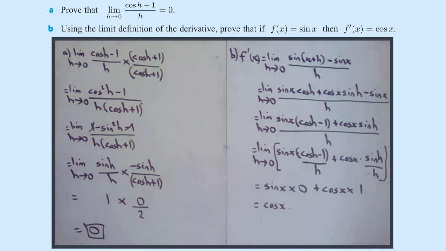Okay, therefore, we've now shown that if f of x equals sine x, f dash x equals cos x. So that is a standard result that I'm sure you know, and we have just differentiated sin x by first principles to prove that it is so.